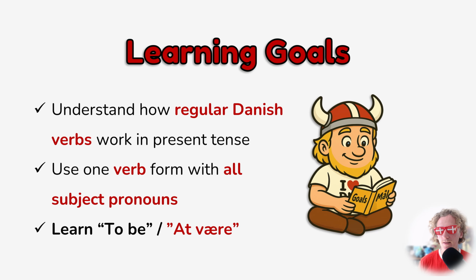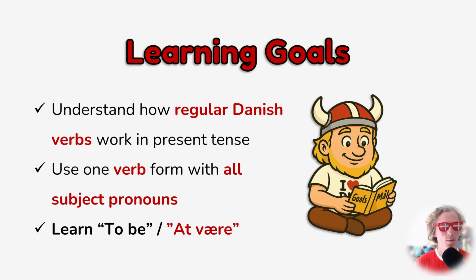Once we're done with the lesson here, we are going to understand how regular Danish verbs work in present tense. You will also be able to use the verb with all different subject pronouns. So in English, we have I, you, he, she, it, we, you, and they, and so on. You'll be able to conjugate all of it. And we're going to take a look at the Danish form of to be. It's called at være.